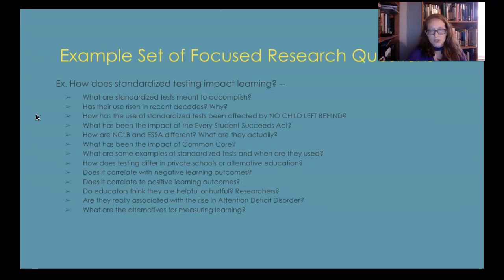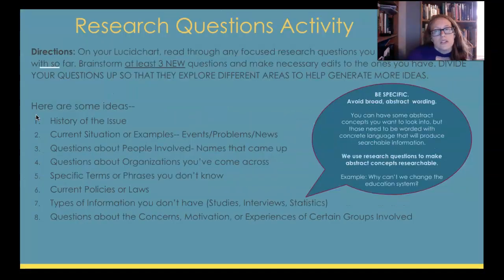And I know mastery learning is something that people have come up with. So here's a lot of questions I could ask that are going to help me figure out how standardized testing impacts learning. So here's a little research questions brainstorming activity you're going to do to try to build off of some of the work you did in the library. And I want you to think about how the ideas I've given you here also tie into some of the categories that you have already in your annotated bibs. You could consider those too.